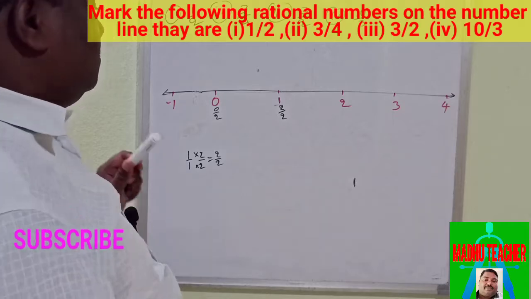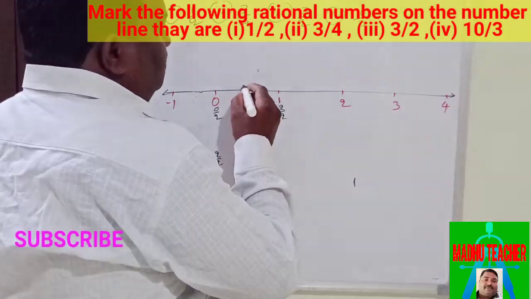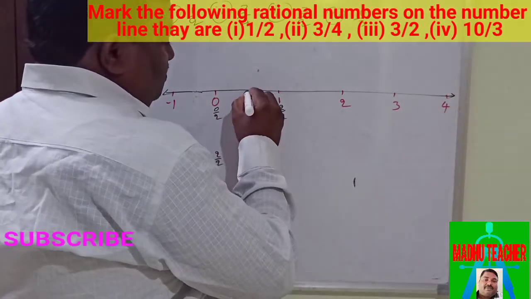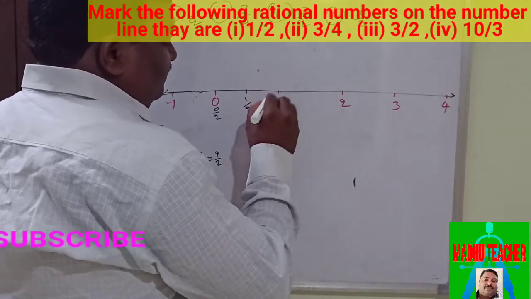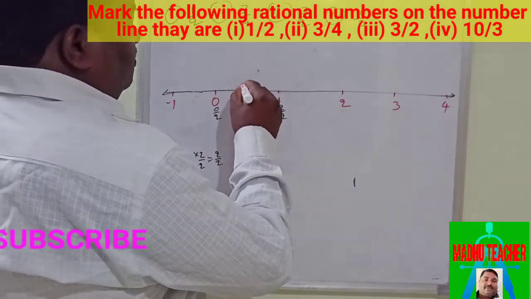Now divide this unit distance into two parts, that is 1 by 2. This is 1 by 2.